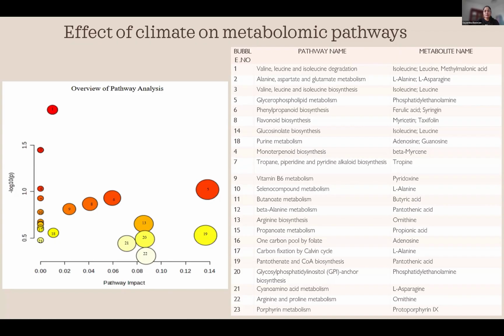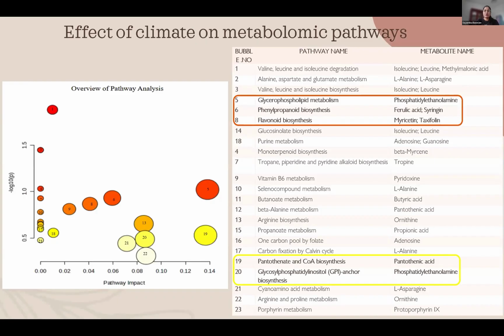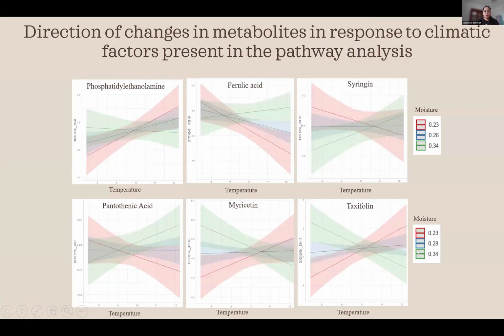I selected these few pathways which are very important from a climatic stress point of view, and selected these metabolites. In the next slide, I will show how the direction changes in the production of these metabolites in response to climatic factors. And we see that high temperature and high moisture is leading to an increase in ferulic acid, syringin, and pantothenic acid, which play an important role in stress mechanisms, and the opposite is observed in the other two metabolites.